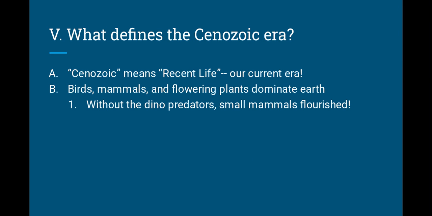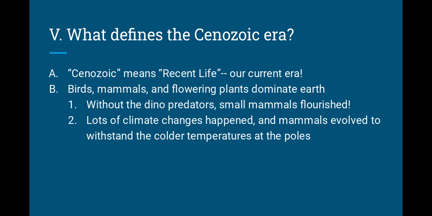Without those dinosaur predators, because a lot of those dinosaurs went extinct at the Cretaceous extinction, those tiny little rodent mammals really, really flourished, and they did really well. And because those little mammals flourished, they were able to evolve and adapt into all of the different mammal species that we have here today.